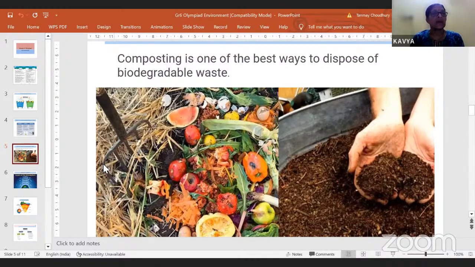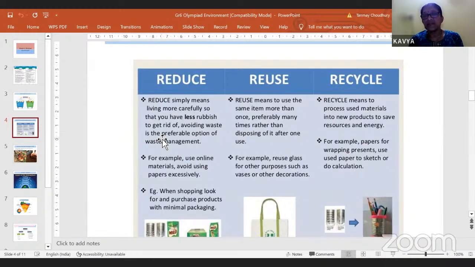And the non-biodegradable waste should be either reduced, reused, or recycled. These are the 3 R's for non-biodegradable waste. Reduce means we should use less of it. We should not use plastic bottles or polythene bags. We should use less of it. Instead, what can we use? We can use jute bags, cloth bags, and everything.